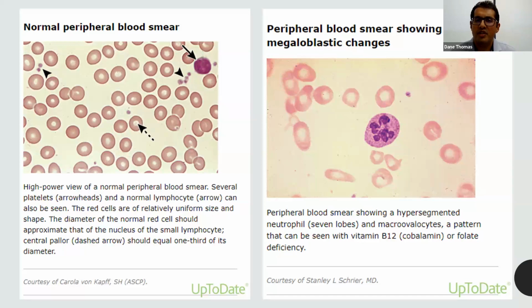This is a reference site to look at the comparison between a normal peripheral blood smear on the left and a peripheral blood smear with a patient with B12 or folate deficiency. As you can see, the red blood cells are misformed, a hypersegmented neutrophil is located here, and macro-ovalocytes are here.